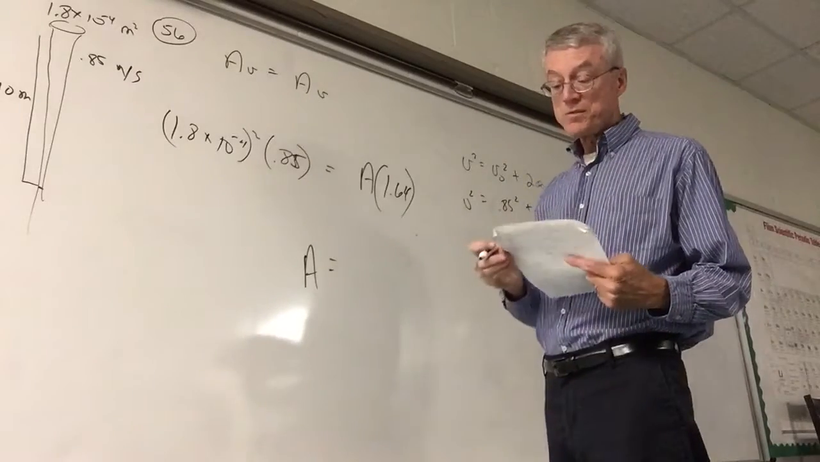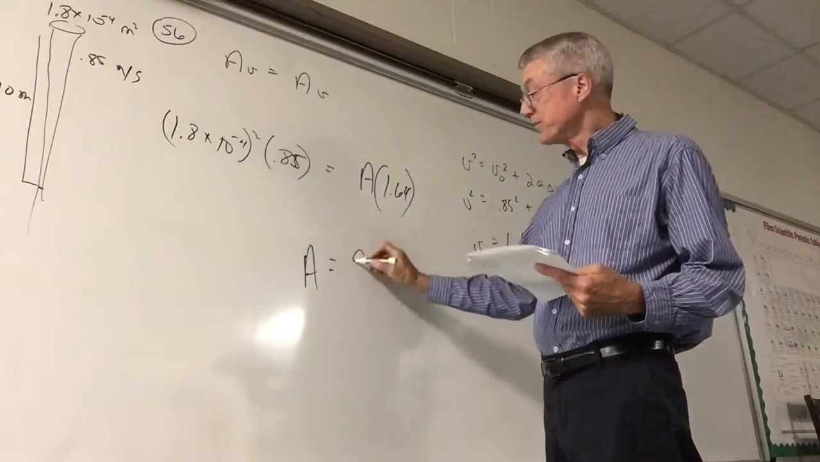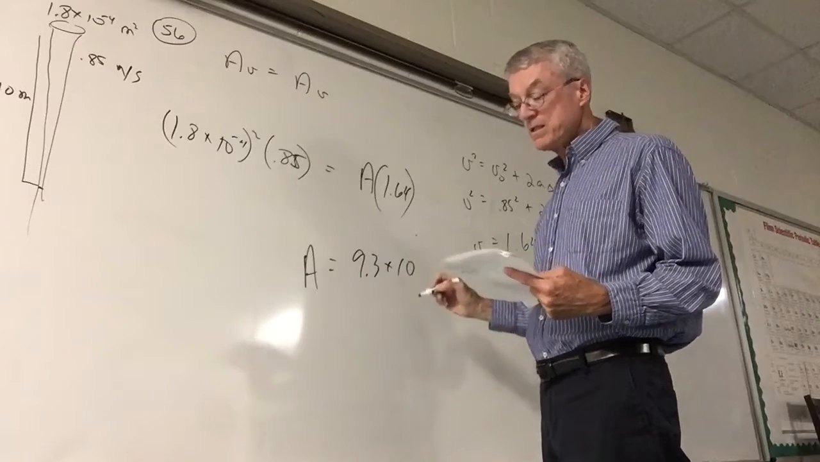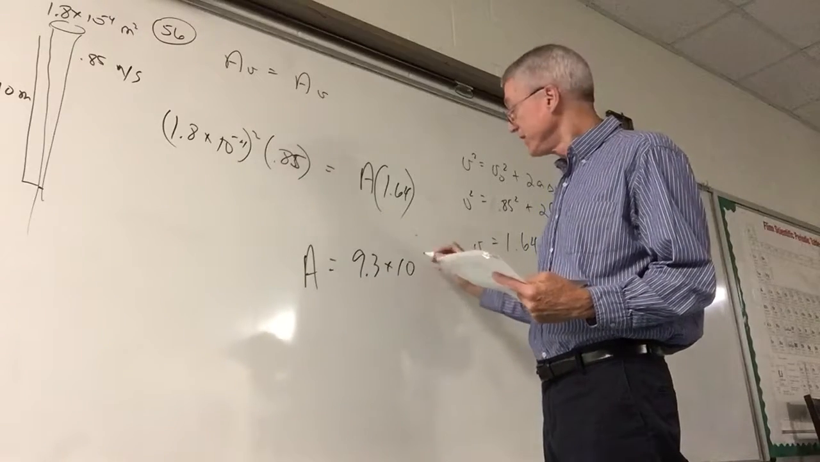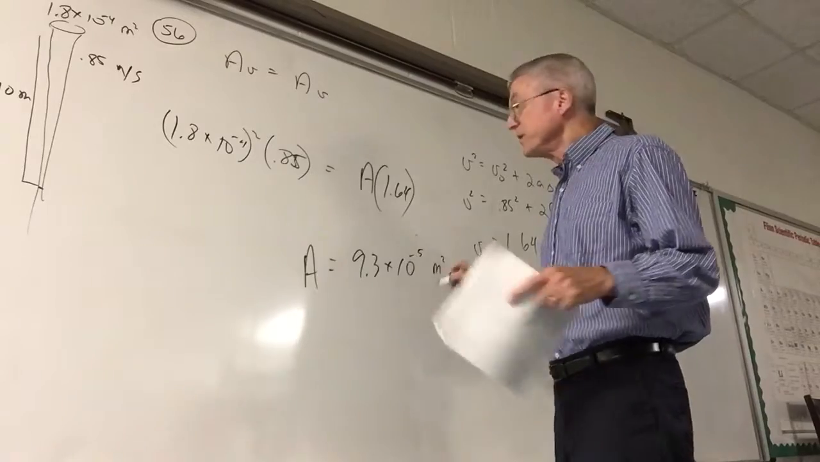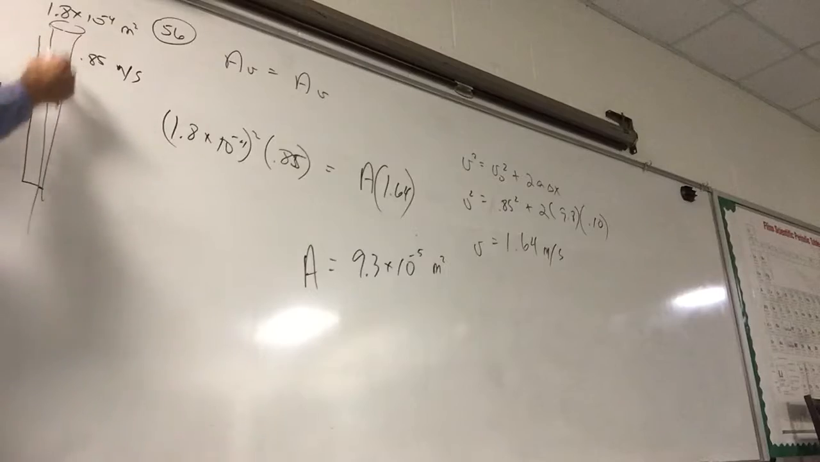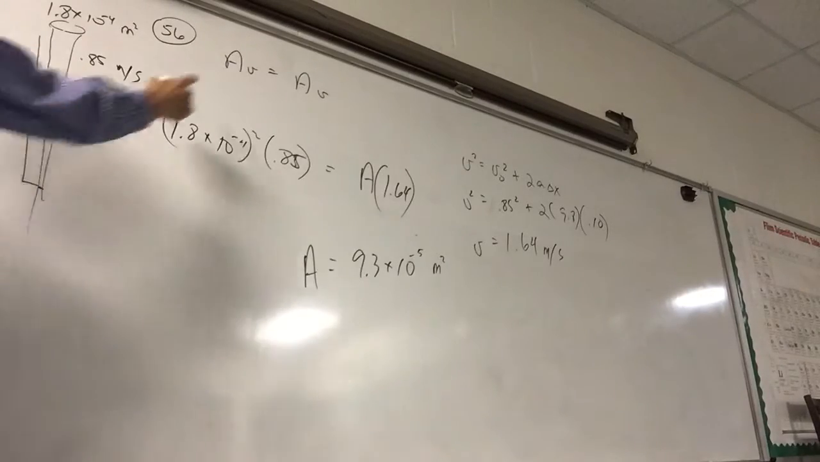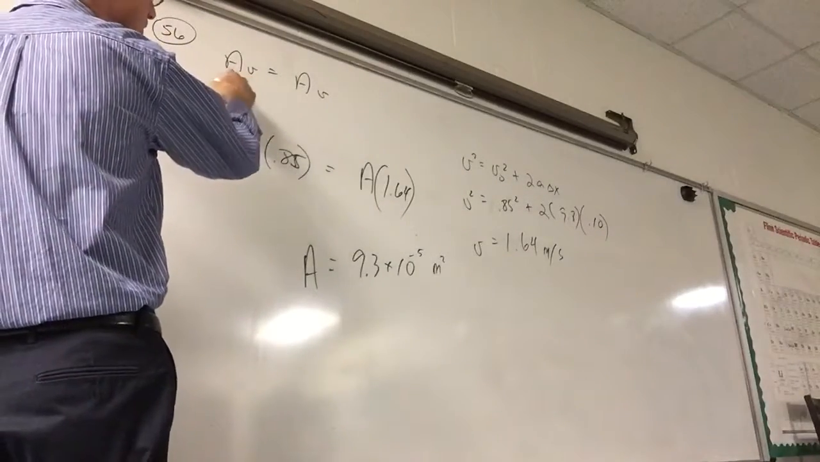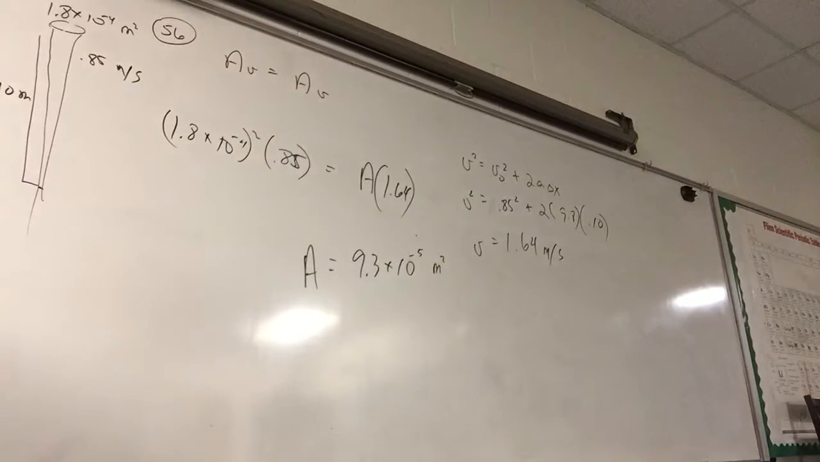The question was A. So according to my math, that comes out to be 9.3 times 10 to the negative fifth. You would expect it to be less than this because as it gets faster, it gets skinnier. Because if you increase velocity, you decrease area. See? And it is. 10 to the negative 5 is less than 10 to the negative 4. All right, everybody see that? That was number 56, so we will try to remember to pick up from there.